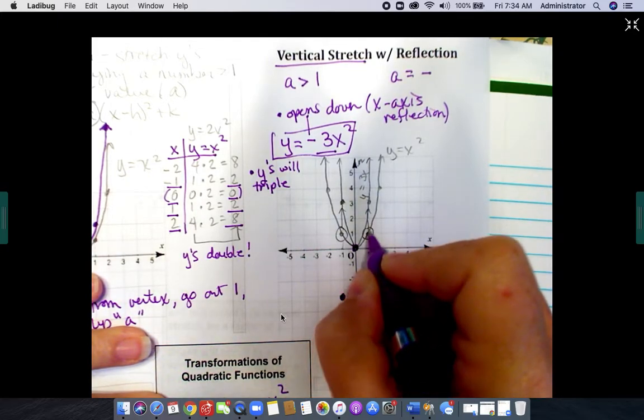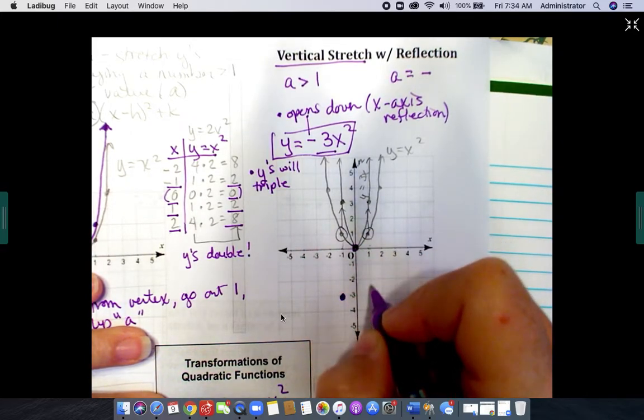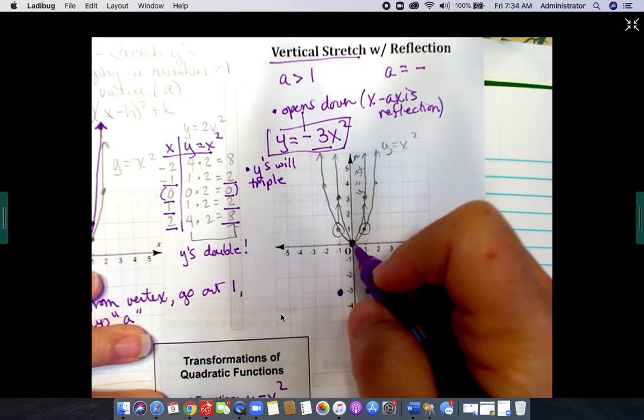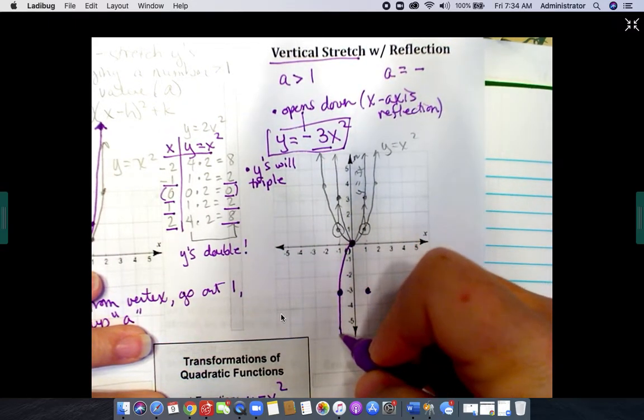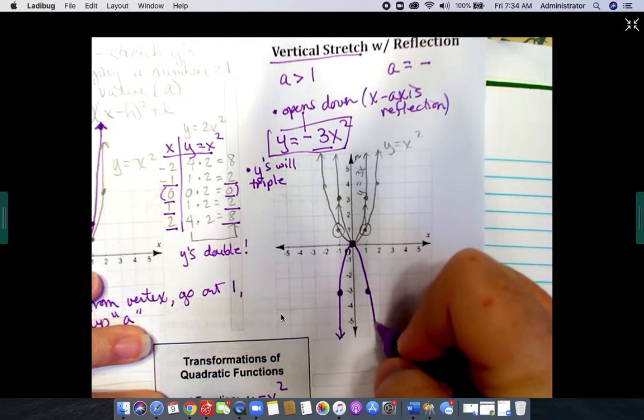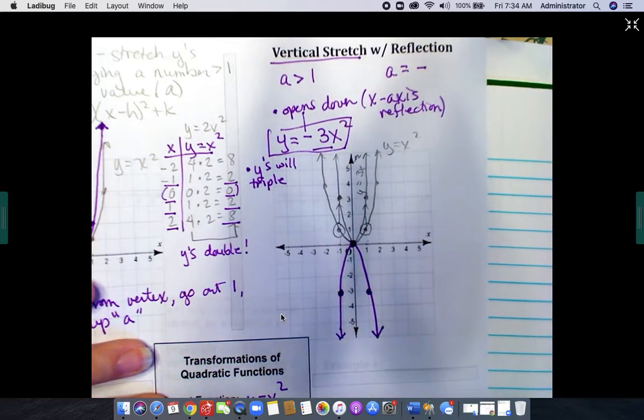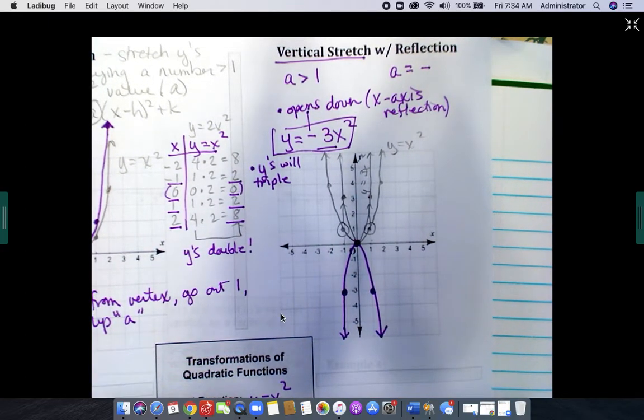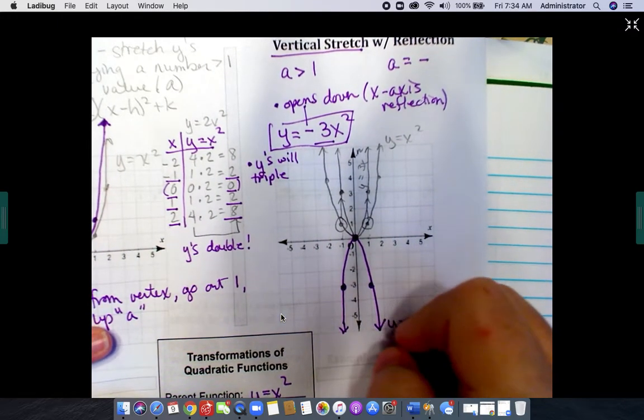This right 1, up 3 is going to be right 1, down 3. And that's it. Just connect it to make a smooth parabola, going to the edge of the graph and making sure you put arrows on the end. So that's y equals negative 3x squared.